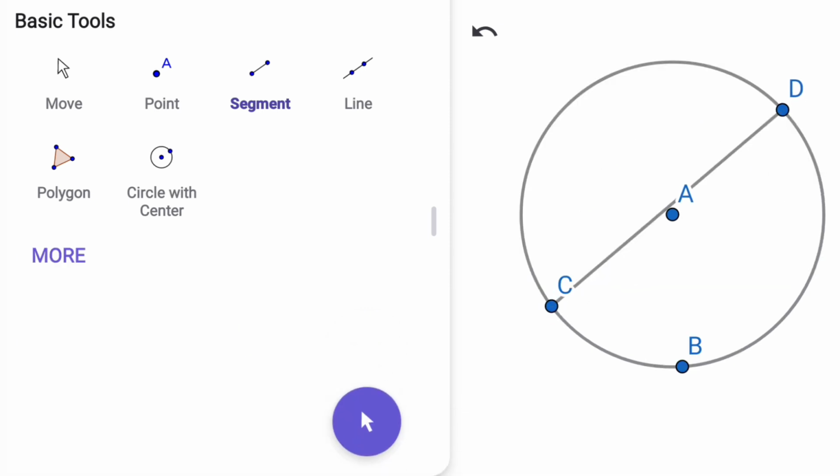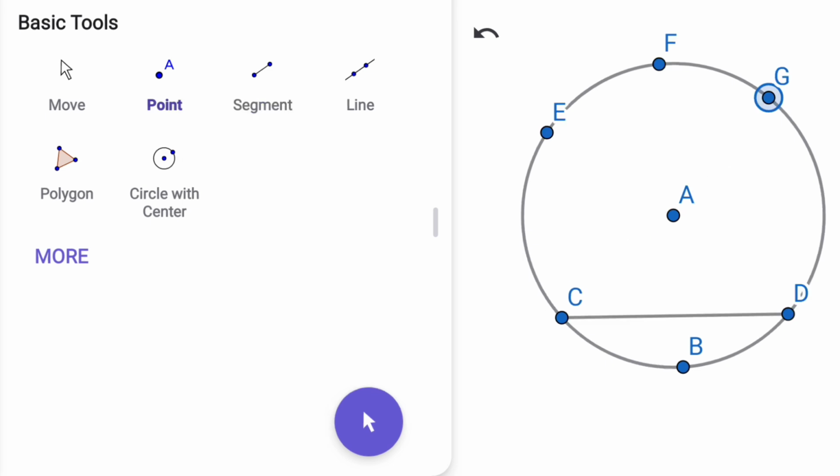If the chord does go through the center, it has a special name. It's called the diameter. So every diameter is a chord, but not every chord is a diameter. Why is it important to know about chords?